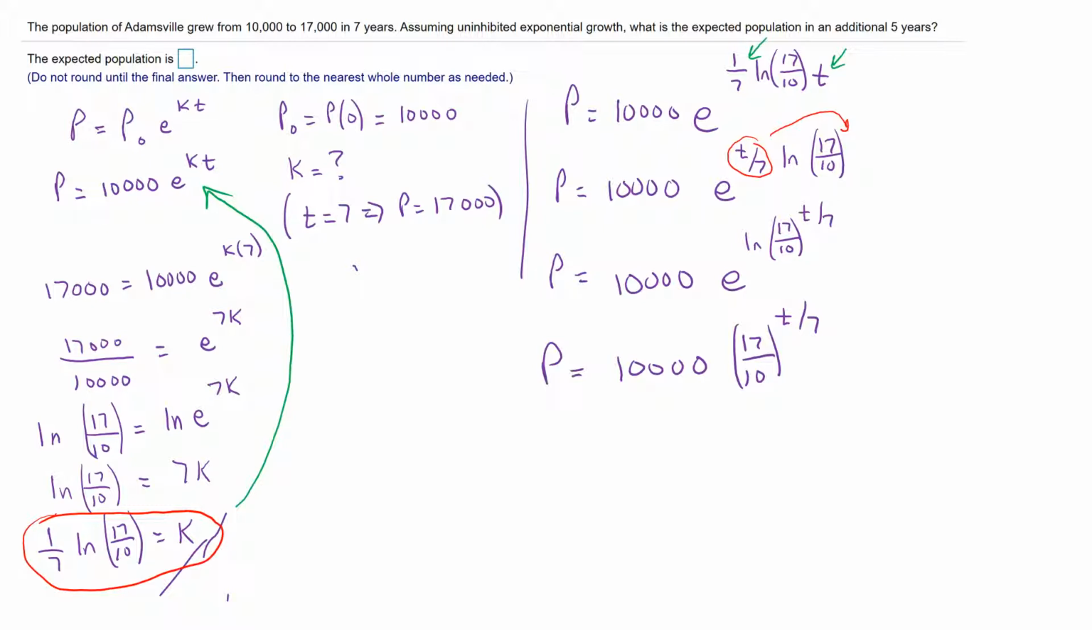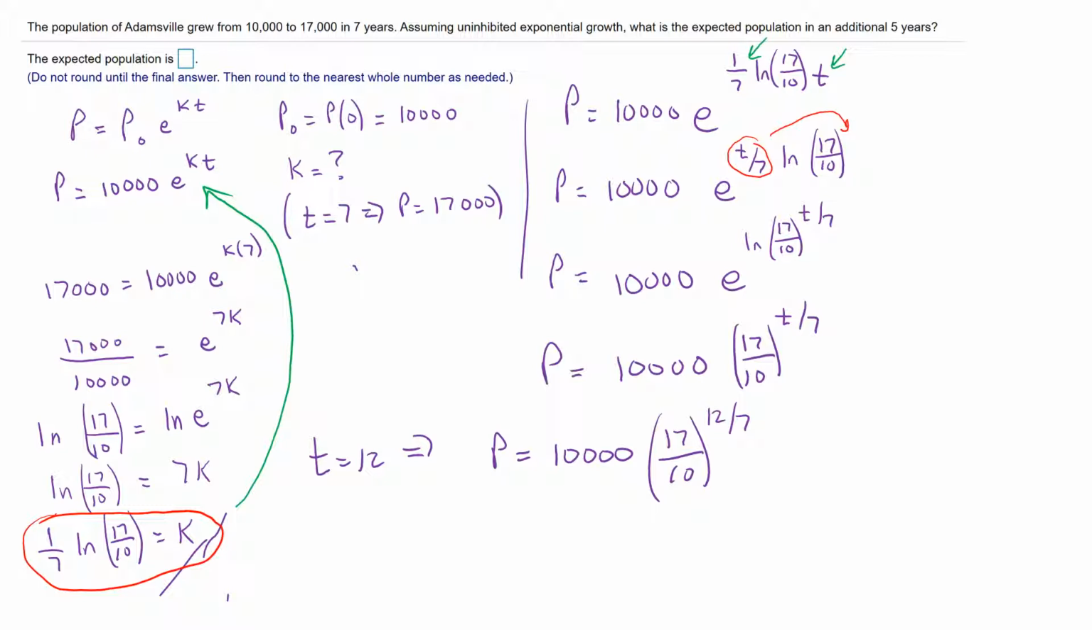We want to know what the expected population will be in an additional 5 years. That's 5 years after the 7 years, so we want to know what the population will be in 12 years. We're going to plug 12 in for t. So we have P equals 10,000 times 17 over 10 raised to the 12 over 7 power.